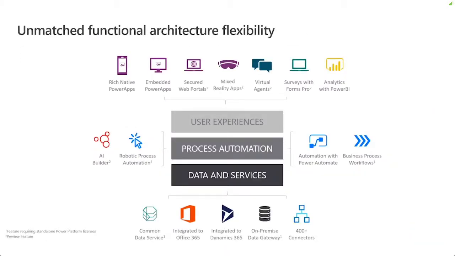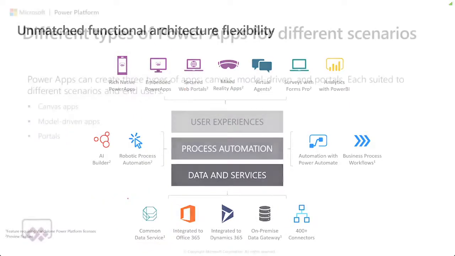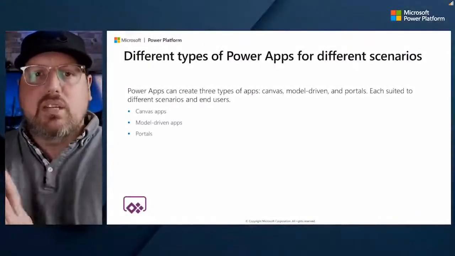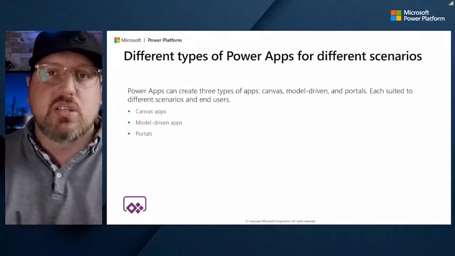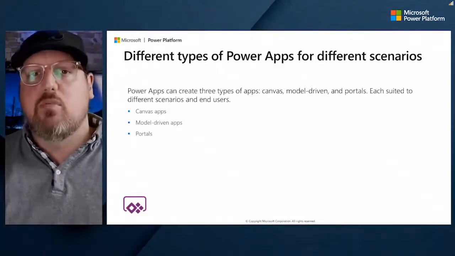So remember when we were talking about the unmatched functional architecture flexibility of the Power Platform? So today we're going to be focusing on a few of those components. Mainly, we're going to be talking about those apps right here. We're going to be talking about apps and the Common Data Service, and they work seamlessly together. So there are 3 types of Power Apps. There's the Canvas apps, which is your basic PowerPoint and Excel formulas or expressions model. You have the model-driven apps that are built on top of CDS, and you have portals.